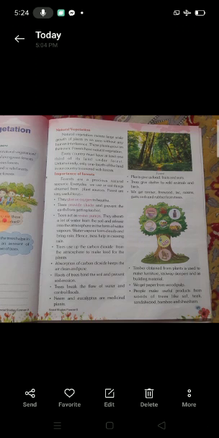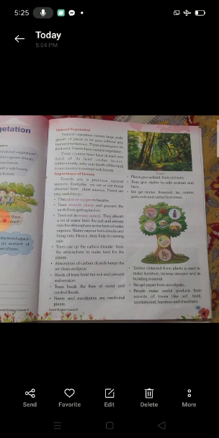And next point, we get timber, firewood, lac, resins, gum, cork and rubber from trees. We get many things from trees. Next, timber obtained from plants is used to make furniture, railway sleepers and as building material. And we get paper from wood pulp. We make paper from wood, and it is also from the forest.